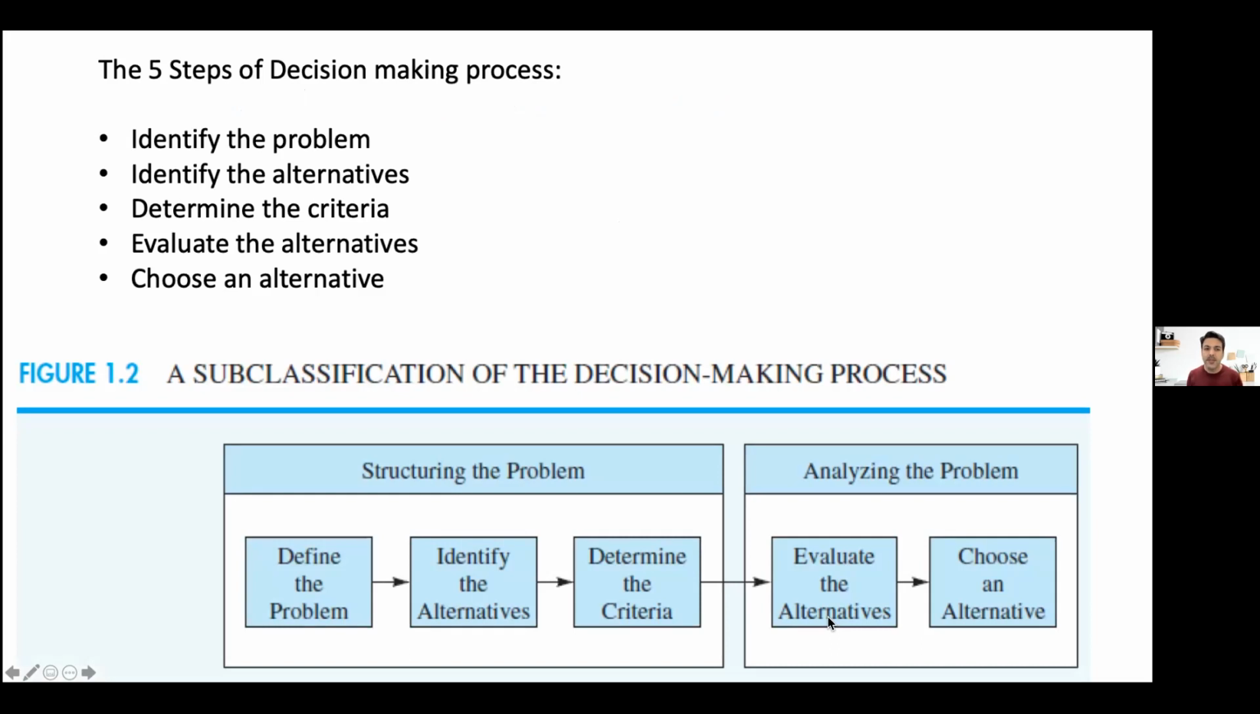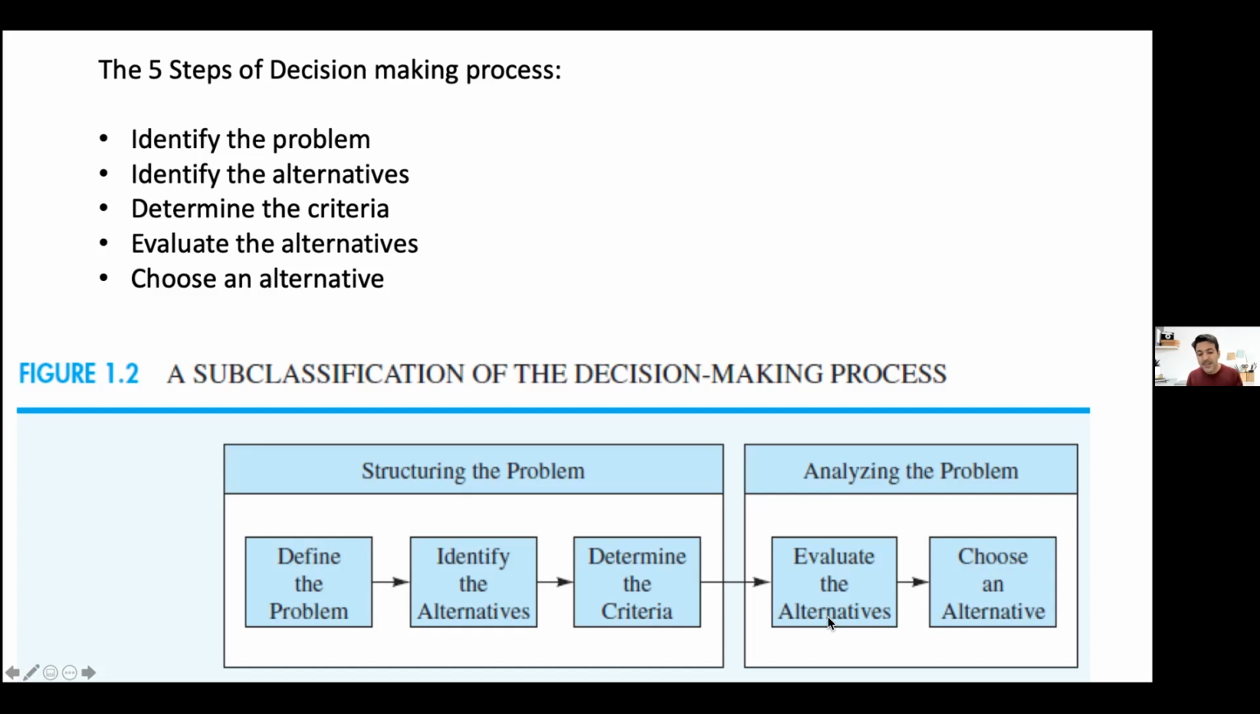So these are the 5 steps of the decision-making process. When you want to make a decision, we have to go through this path. First, identify the problem. Understanding the case, understanding the problem, that would be the most important part and the first part of the decision making.